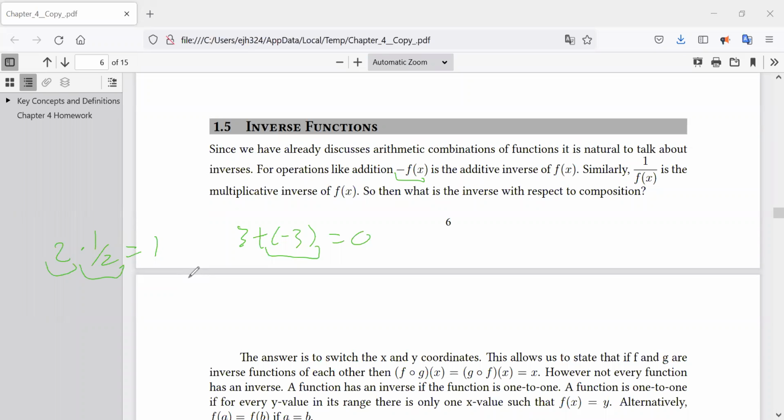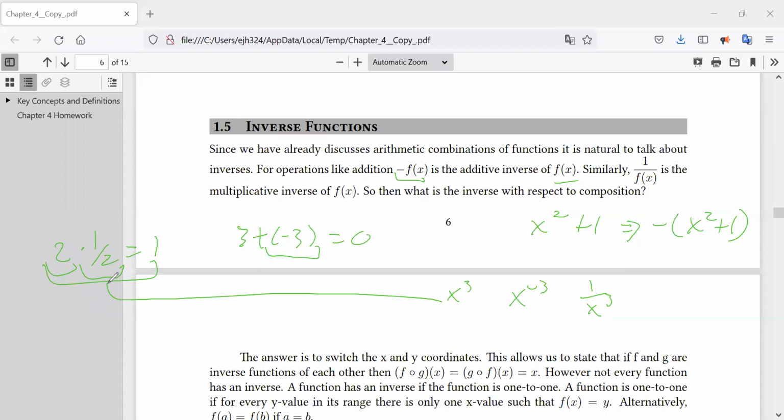You can generalize these a bit more to the idea of functions, right? So the additive inverse of x squared plus 1 is just negative x squared plus 1. And if we have x cubed, the multiplicative inverse is going to be x to the -3, or 1 over x cubed, right? It's the same idea as this. We're just dealing with functions now instead of just variable numbers.